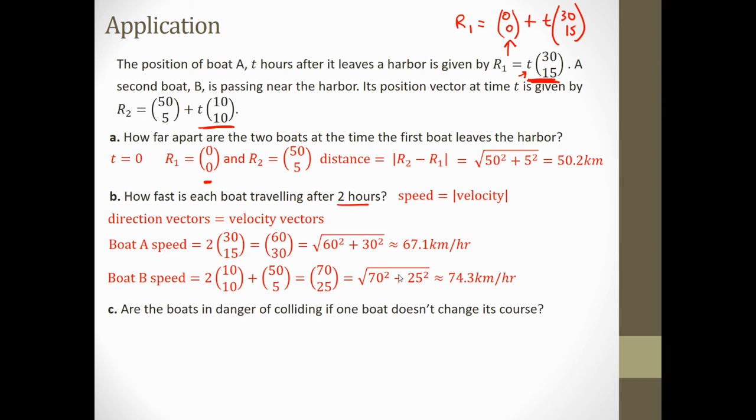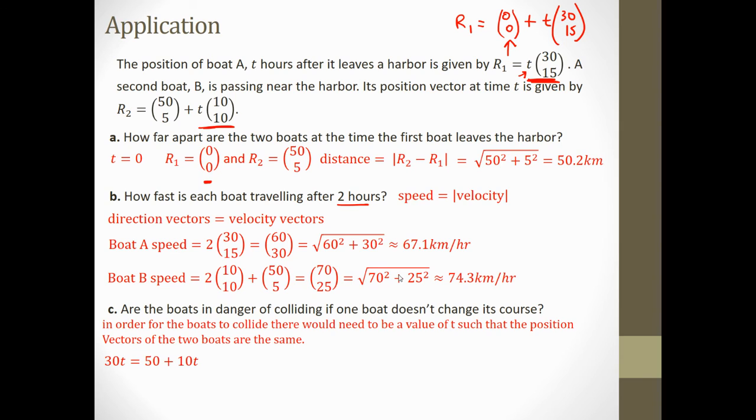Okay, and then last part, are the boats in danger of colliding? Or basically, if they do collide, find the point when they're going to collide. So in order for them to collide, this is like the one we did on the previous slide, we need to figure out what that parameter would be. And so we're setting these two equations equal to each other. But notice what I've done here. I did 30t equals 50 plus 10t. So just like we did on the previous, multiply the parameter through and set them equal to each other.